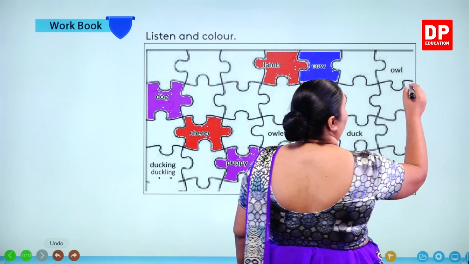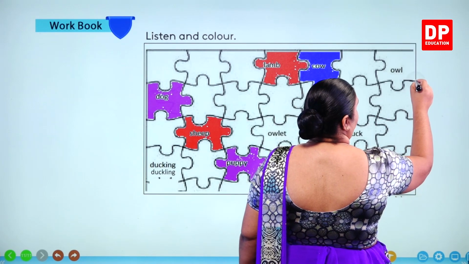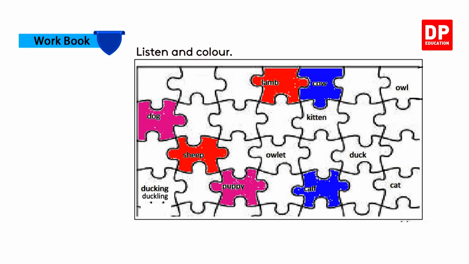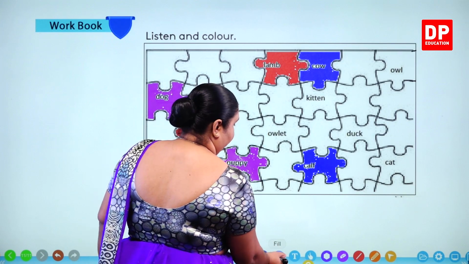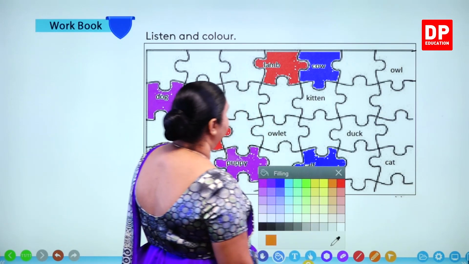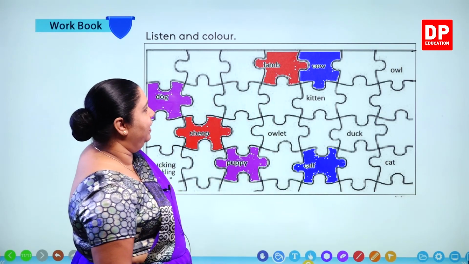The word owl is over here. O-W-L, owl. I hope you can see. It's over here. Now we have to give a color to our owl. So we'll select a color from there. Maybe we'll take orange color. Right. So now we will give the color.